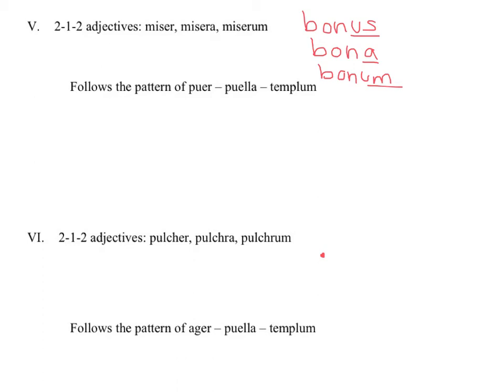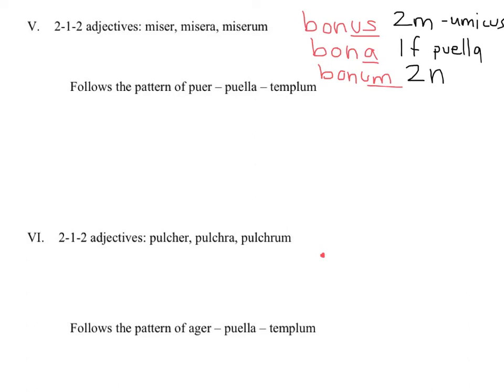So here's a regular, standard, most basic variety of adjective, which I call a 2-1-2 adjective because it's a second declension masculine, a first declension feminine pattern, and a second declension neuter pattern. In other words, this follows the pattern that you just saw of amicus. It's an adjective, but it declines exactly like amicus. Bona follows the exact same pattern as puella.